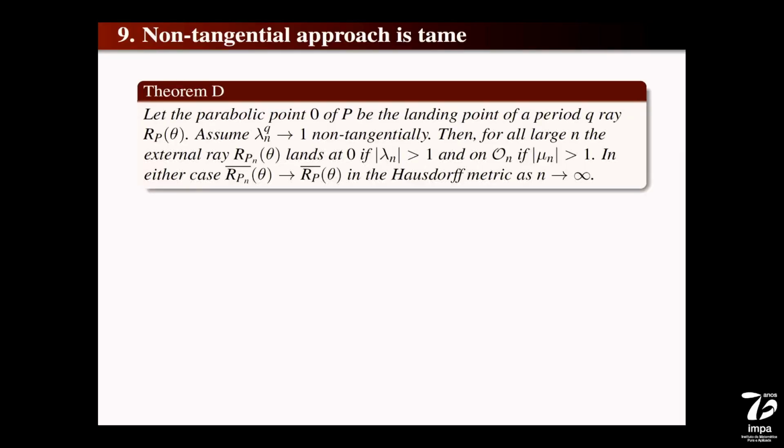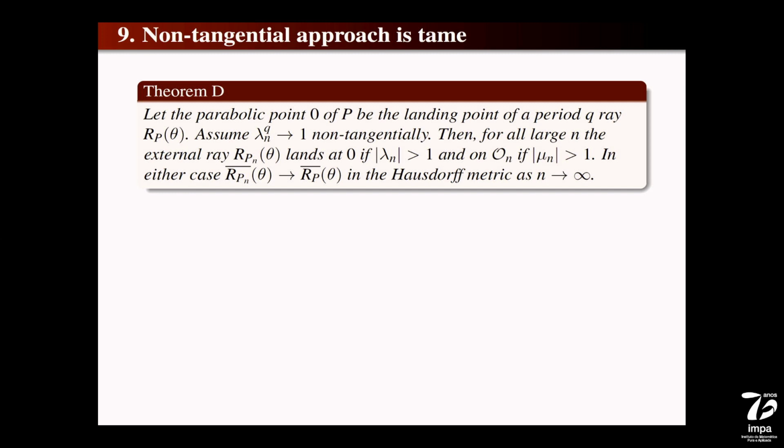And the theorem is, so you take such a polynomial p, unperturbed polynomial with a parabolic fixed point at the origin, and you assume that there is a ray at some angle theta landing on it.